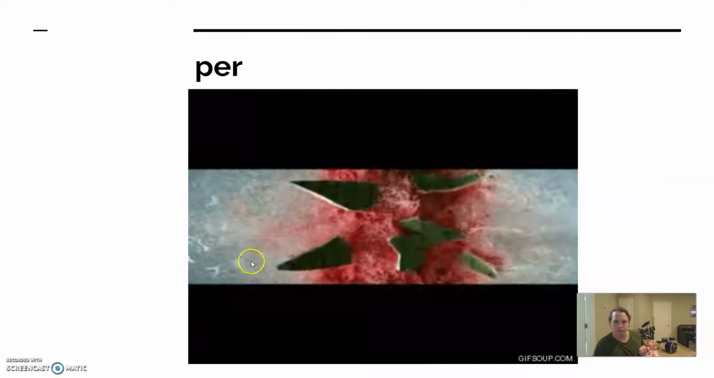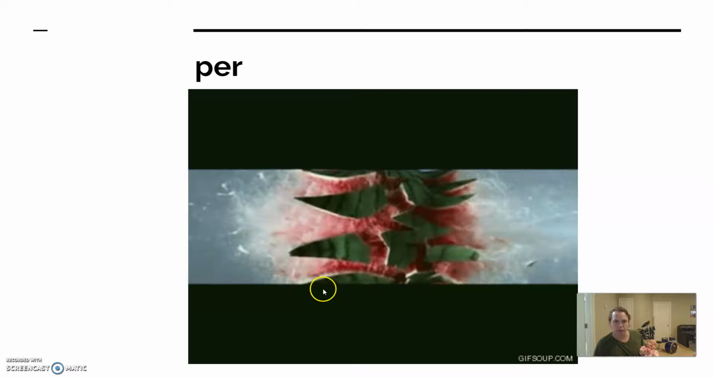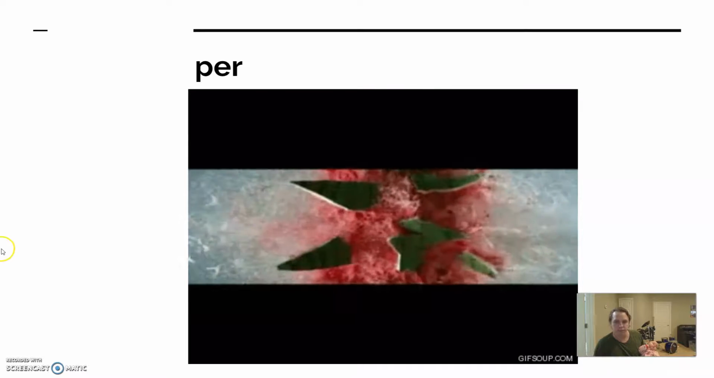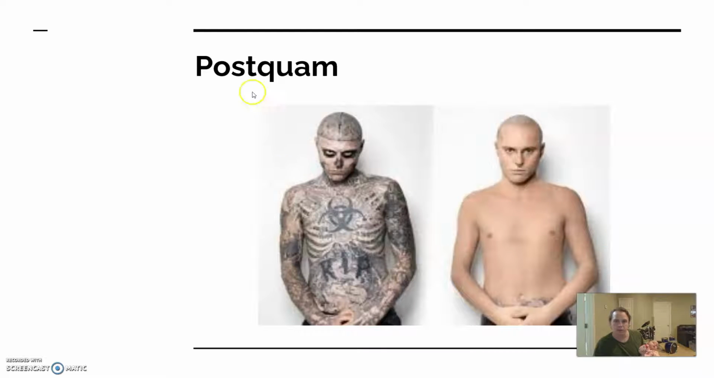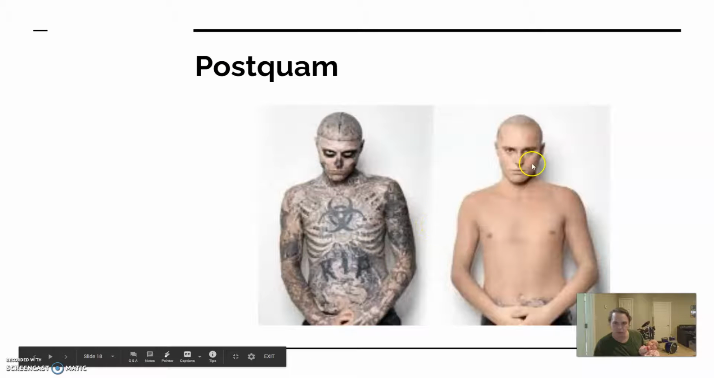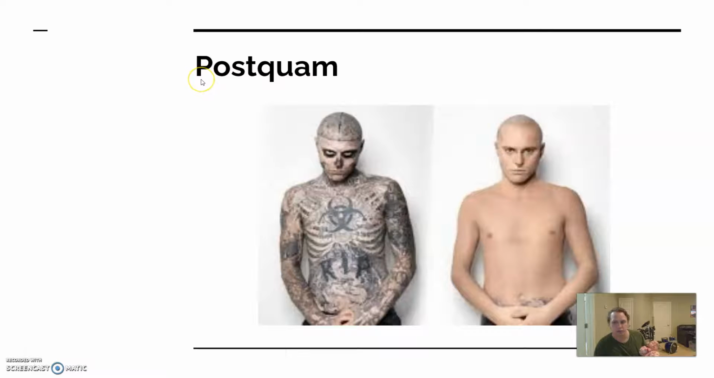Okay. Per. Where's the bullet going? Per watermelon. It's going through. Per means through. Postquam. Antequam. Postquam. Before putting on the concealer, after putting on the concealer. Postquam, or anything with the word post in it, probably means after. Could also mean behind. But in this case, it means afterwards, or just after.